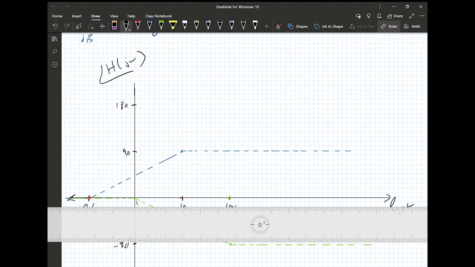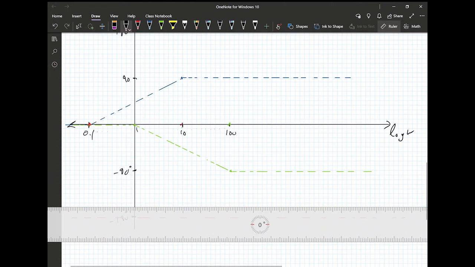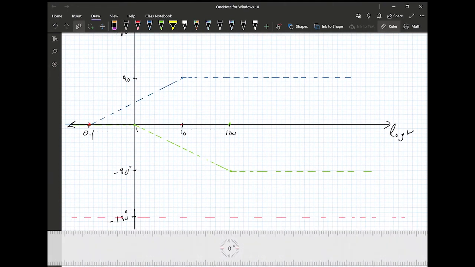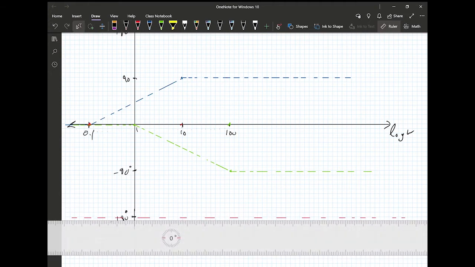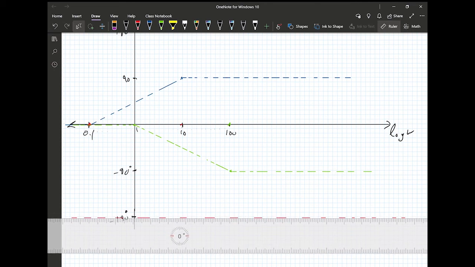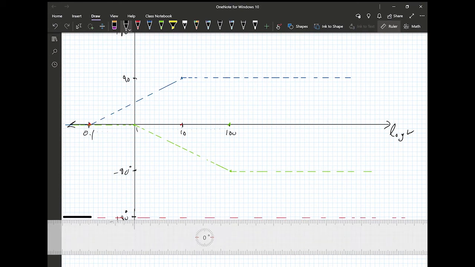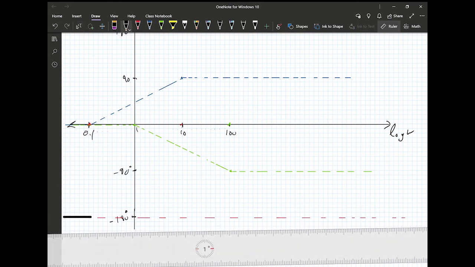Now getting the final phase plot, so this is the phase of H(jω), is just a matter of summing all those different plots together. Let me increase the width of the line so that things are clear. Right? So up to 0.1, we have a constant of minus 180. So up to 0.1, we're at minus 180. Right? What happens after 0.1?